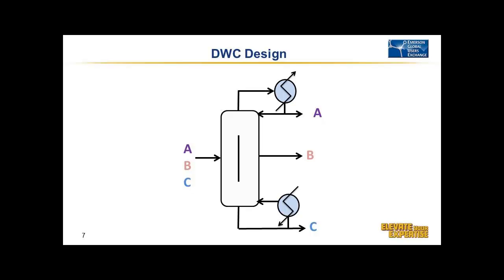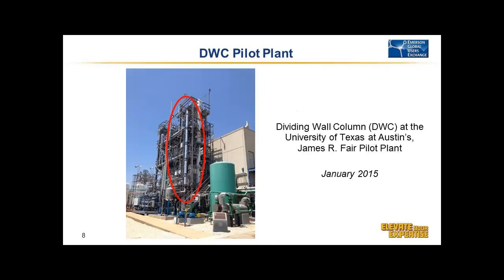However, there are some control issues that we have. We add additional degrees of freedom by adding a wall, and holding this column steady can be a challenge. And so that's kind of where we've come in at the University of Texas, is we've actually built a pilot dividing wall column here. We actually first started running it back in January. And you can see it's a 6-inch column, about 35 feet tall, 4 different sections of the column with structured packing. And so we're actually able to mirror industrial applications.